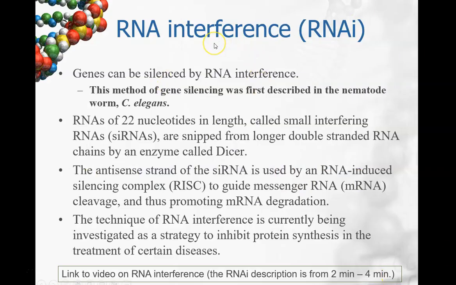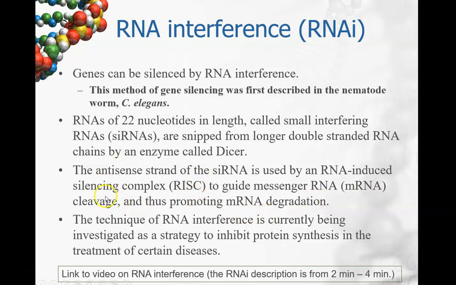So I wanted to tell you a little bit about RNAi, or RNA interference. This is a way of silencing genes. So we have small interfering RNAs, and these are regulatory RNAs. They're snipped from a longer double-stranded RNA. So we actually do have some double-stranded RNA. An enzyme is called dicer, and then the antisense strand is used by an RNA-induced silencing complex called RISC, and that guides messenger RNA cleavage.